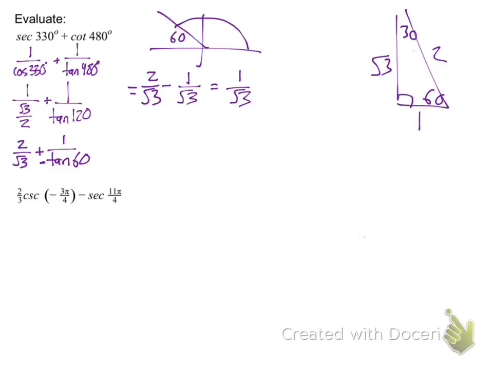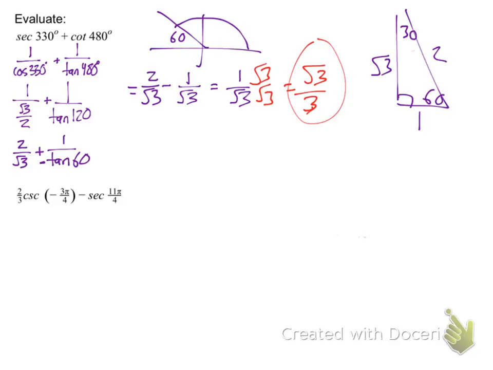At this point, we would say, hey, I don't like that. And we fix it by doing what? Yeah, multiplying the top and bottom by square root of 3. So I get square root of 3 over 3. Boom, done.